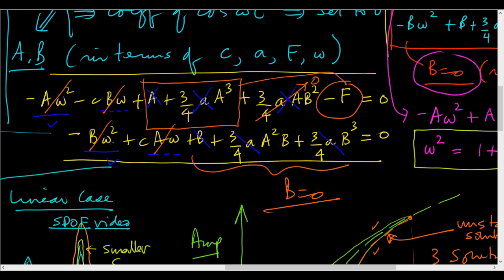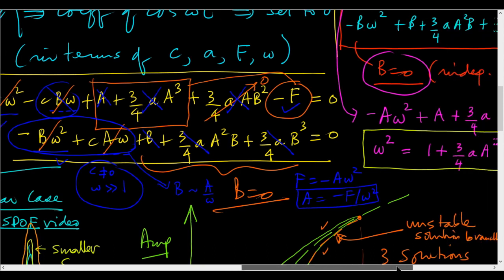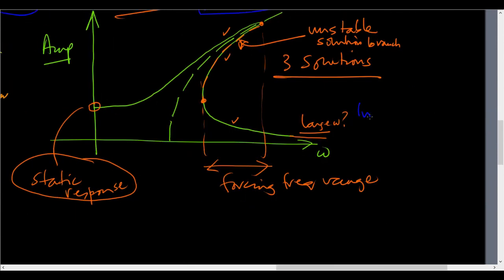Okay, and then you can see that if omega square and omega are comparable, then B is very small compared to A. You know, C is not 0 here, and omega is very, very big. In that case, this equation, where this omega is big, tells you that B is like A by omega. So then this goes down. So that's 0 also. This is negligible. And so we have F is equal to minus A omega squared, because this term and this term are the only things that remain. So F is equal to minus A omega square, or A is equal to minus F by omega square. This is exactly the same as the linear system inertia dominated response. So over here, inertia dominates, linear.